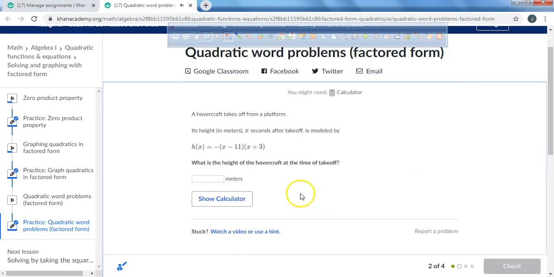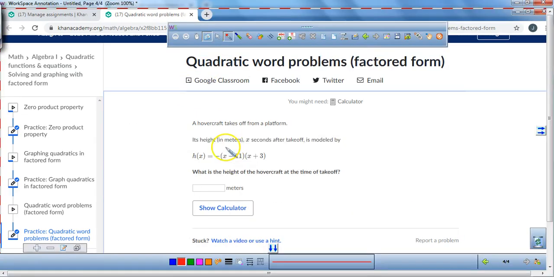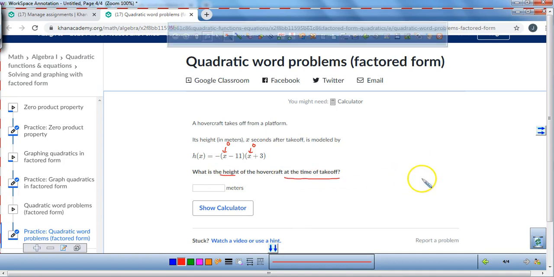All right. A hovercraft takes off from a platform. What is the height of the hovercraft at the time of takeoff? Well, once again, that's going to be dealing with the y-intercept. At the time of takeoff always deals with the y-intercept. So once again, quickly, how would you be able to do that by hand? All you got to do is plug in a 0 and plug in a 0 if you're dealing with the height at the time that the hovercraft takes off.